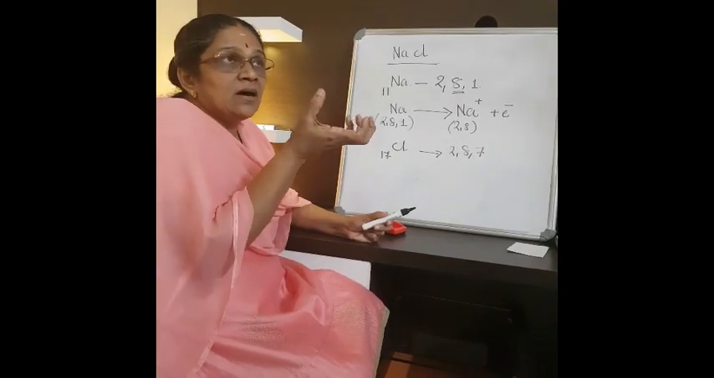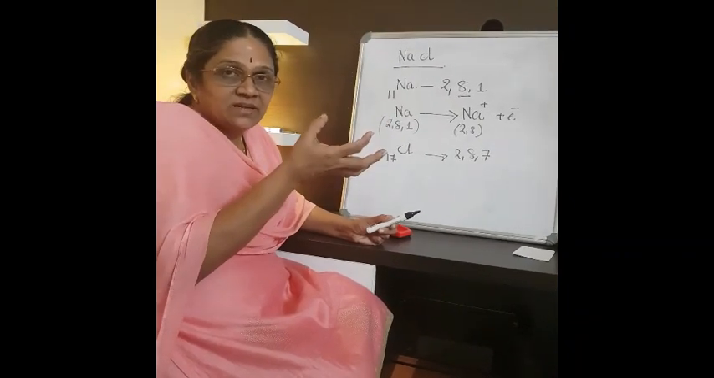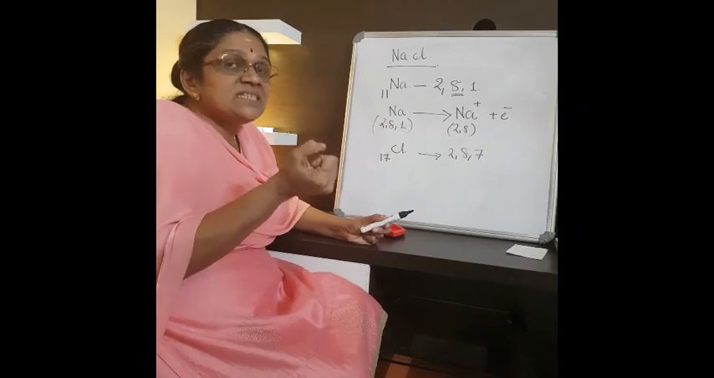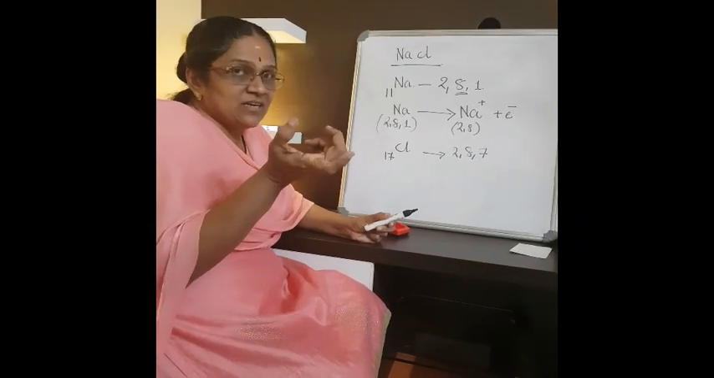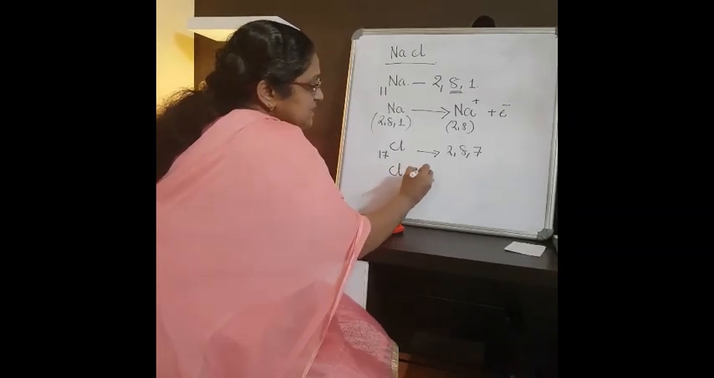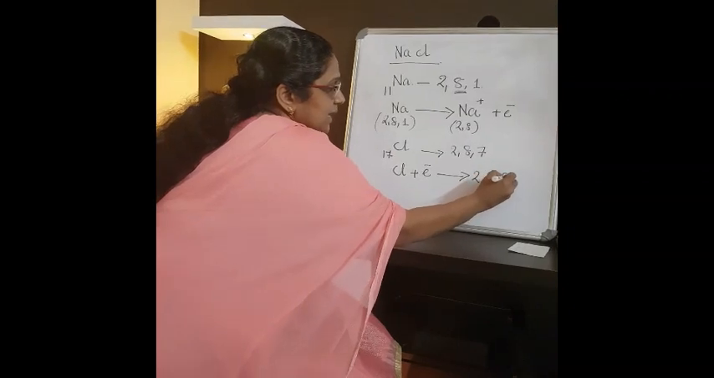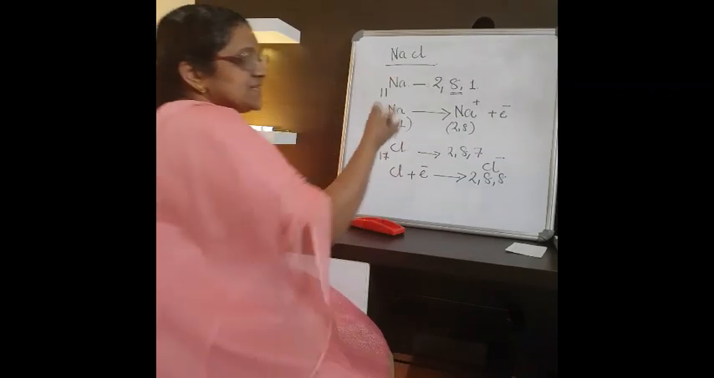Cl means the atomic number is 17, no? So, there are 17 protons and 17 electrons. Correct? So, by adding 1 electron it will become what? It will become 18 electrons. So, you all know that. So, this chlorine accepts this 1 electron plus electron to form 2, 8, 8. That is Cl minus. See?